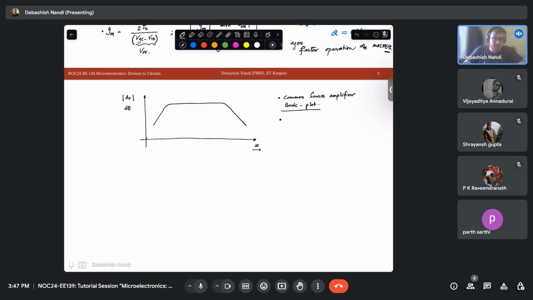This is a Bode plot, right? Yes, sir. So for a common source amplifier, this is your omega low and this is your omega high, the region at which this is 3 dB lower.